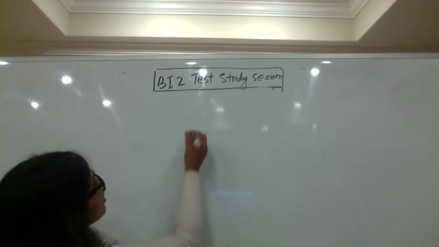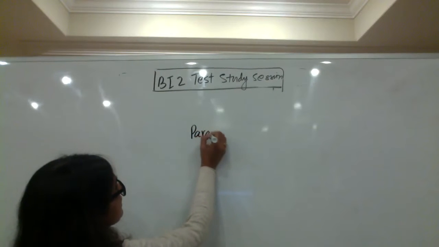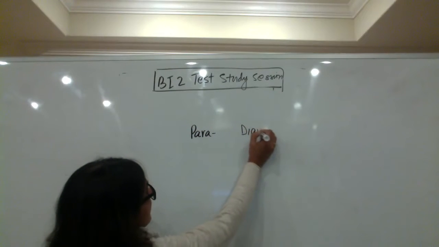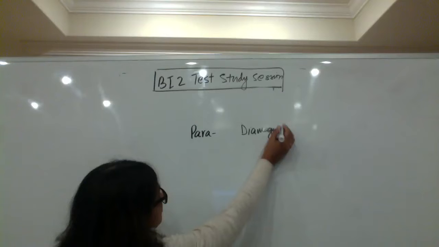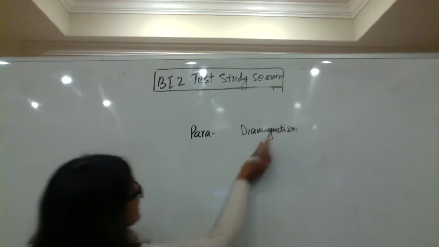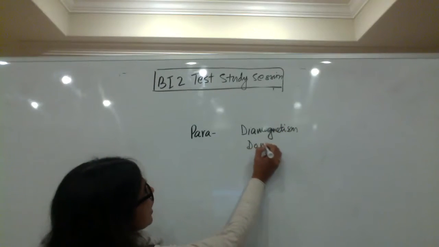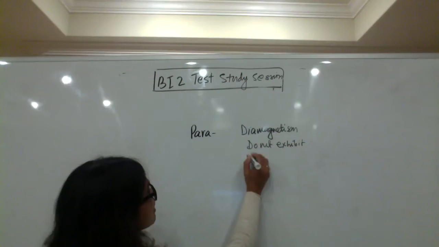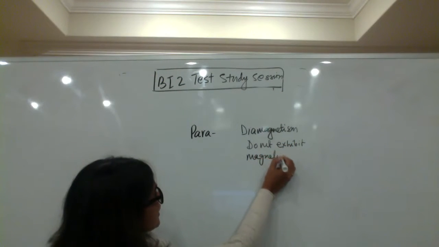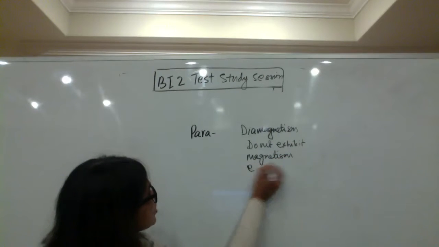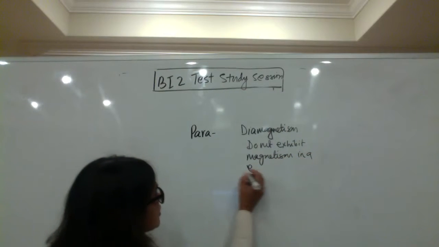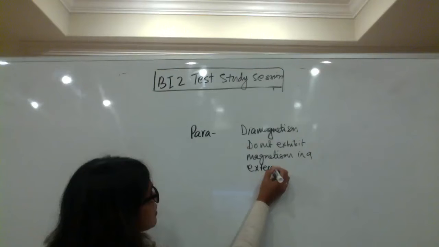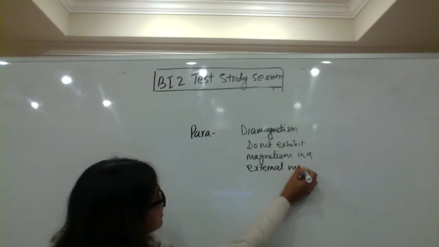Now, in terms of para and diamagnetism, diamagnetic substances do not exhibit magnetism in an external magnetic field.